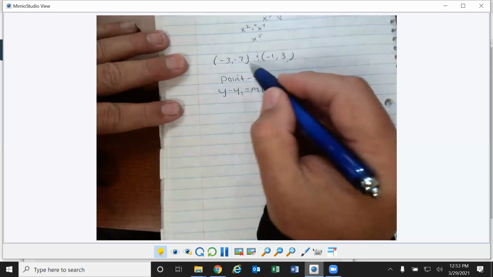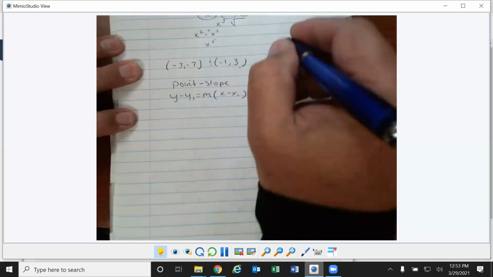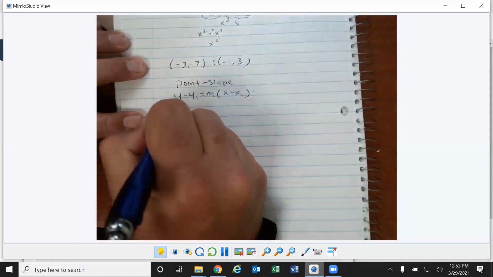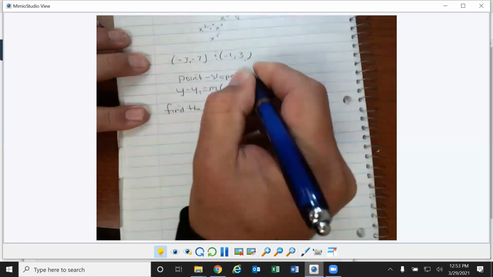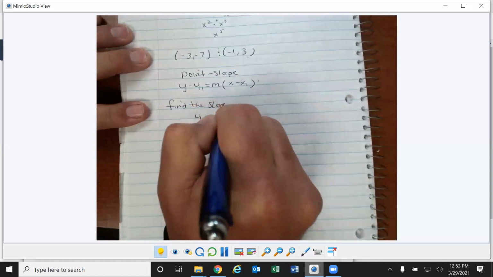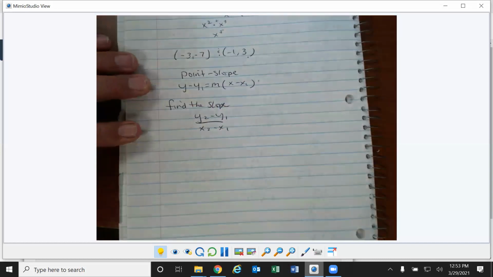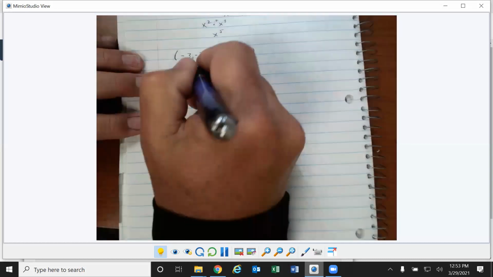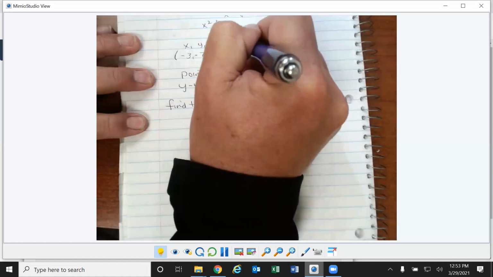Well, we have a point. We have 2 of them, in fact. So we have to find the slope first. And the way to find the slope, so first thing is we want to find the slope. All right, and we're going to use y2 minus y1 over x2 minus x1. All right, and so I'm going to label these. This is x1, y1. X2, Y2.